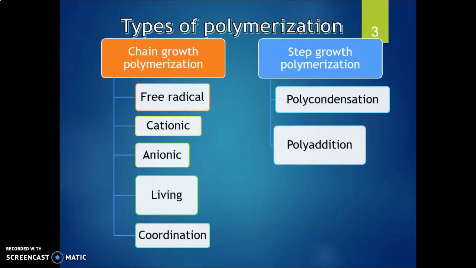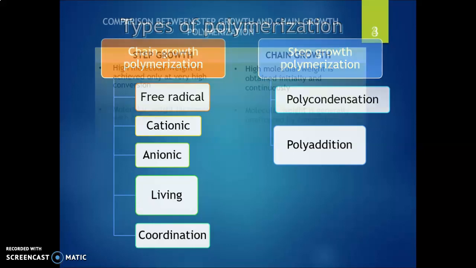Okay, for chain growth polymerization, there are 5 types of polymerization, which are free radical, cationic, anionic, living, and coordination polymerization. So all these types of polymerization have their own initiators and also their own kinetics. We will look at each of that. For step growth polymerization, we have covered polycondensation and polyaddition.